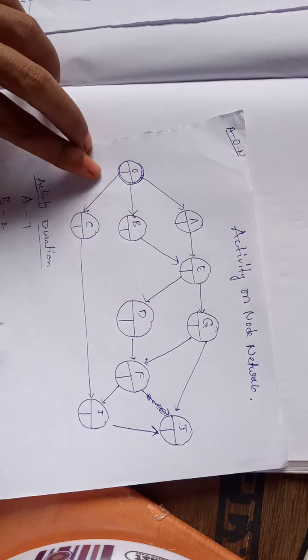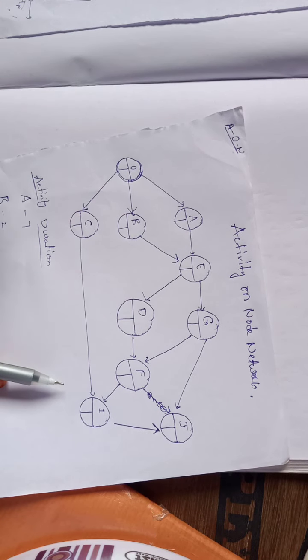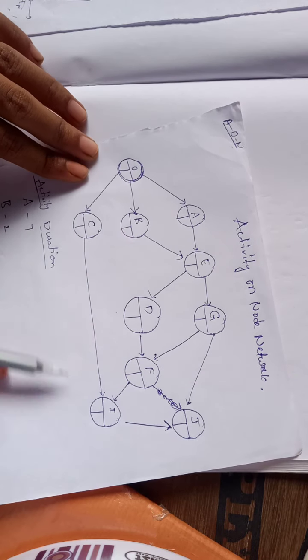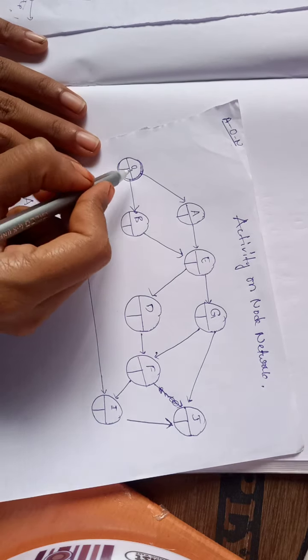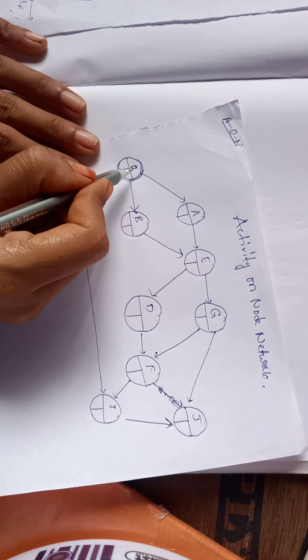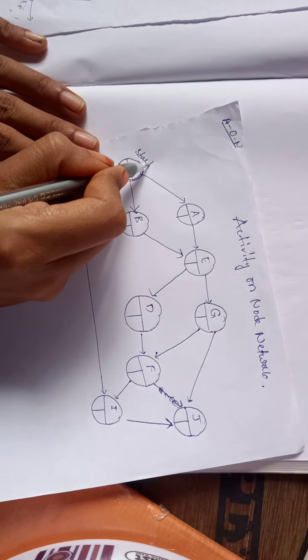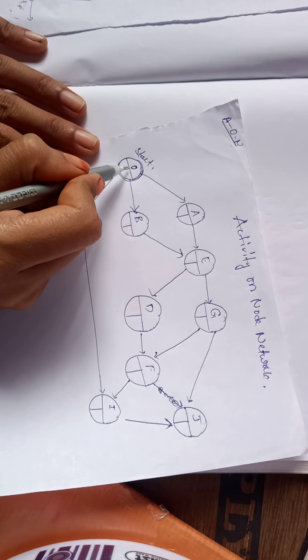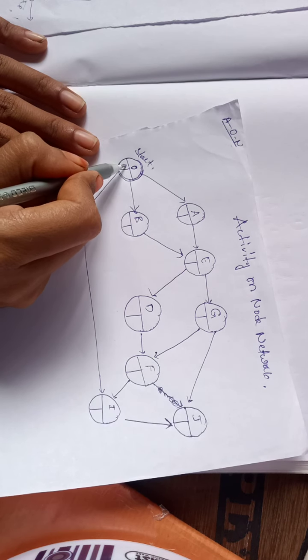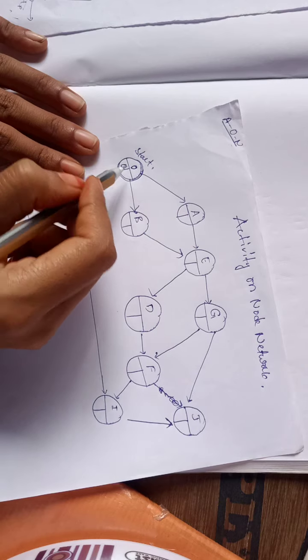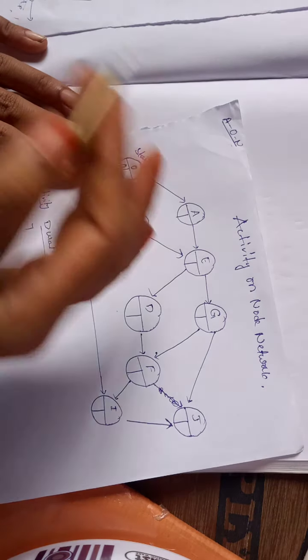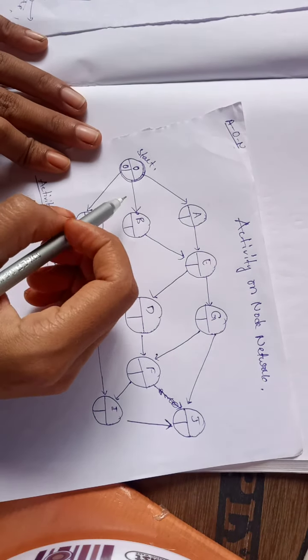Here we need to calculate our earliest and latest starting times for each activity. First we are going to start with this 0, which will represent the starting activity. For this starting activity the earliest possible time is 0. From here we will be starting our earliest starting time calculations.